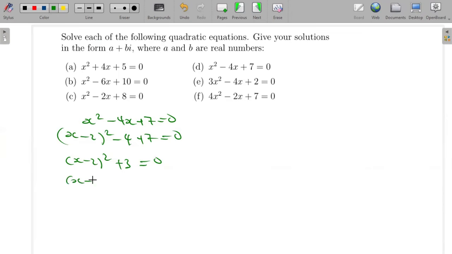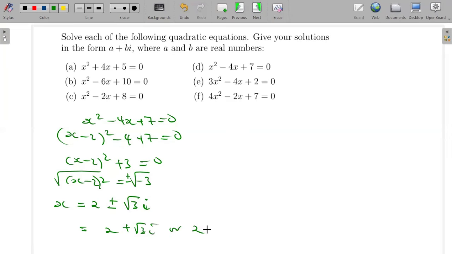Then I say (x minus 2) squared, then that 3 goes to the other side and becomes negative. Take the square root on both sides, plus minus. So you get x equal to, that 2 goes to the other side and becomes positive, 2 plus minus root 3, and then the i is going to come out there. So this gives me the answers: 2 plus square root of 3i, or 2 minus square root of 3i. Okay, so this is what I get.